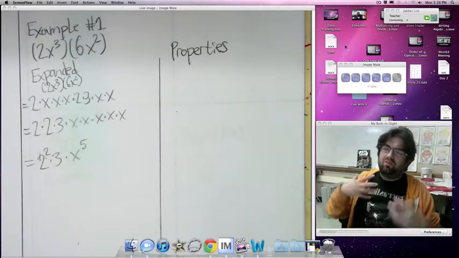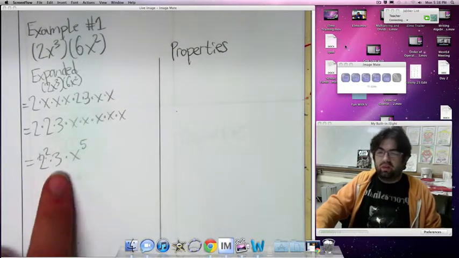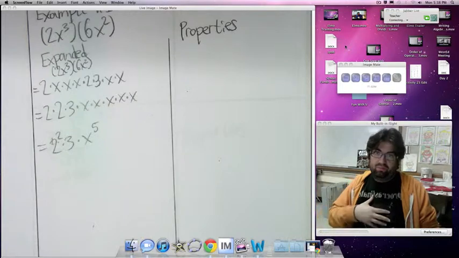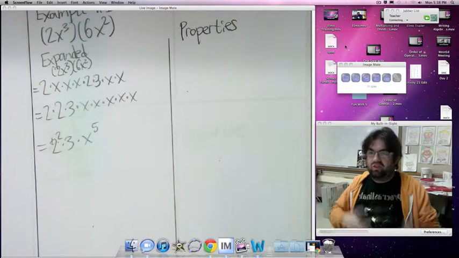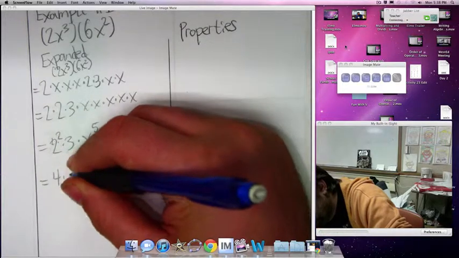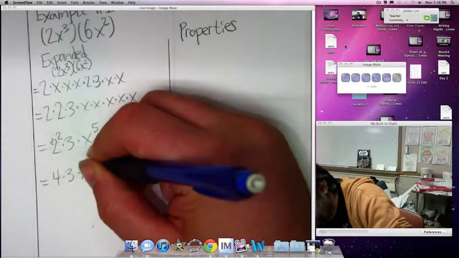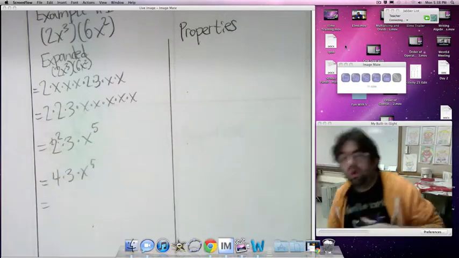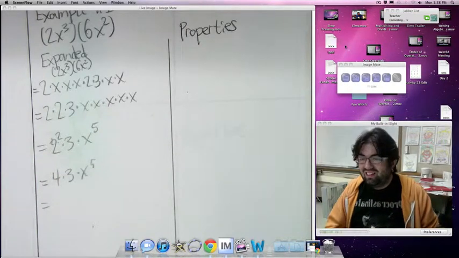So if the book was asking for exponential notation, you're done right here. This would be a correct answer. But let's go and simplify it all the way. 2 squared is 4 times 3 times x to the 5th. 4 times 3 is 12.